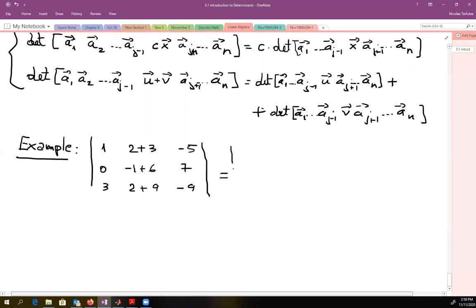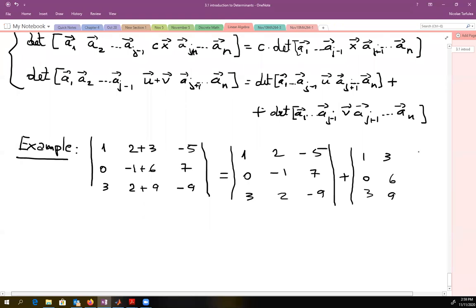This equals the determinant of 1, 2, negative 5, 0, negative 1, 7, 3, 2, negative 9, plus the determinant of 1, 0, 3, nothing changes here, but here you have 3, 6, 9, negative 5, 7, negative 9. So this is what the second property says.